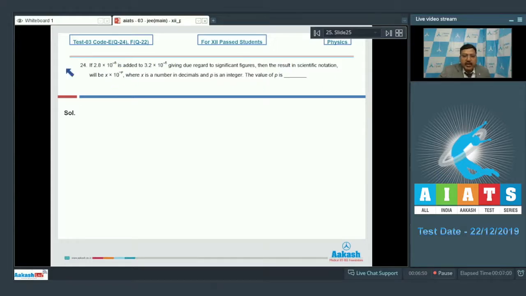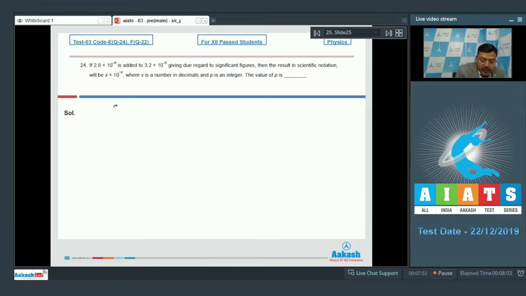So obviously the question is based on the operations with significant figures. We know that when two numbers with decimals are added, then in the final result, the number of digits after the decimal will be the smaller of the two. That means the number which has the smaller number of digits after the decimal, those many digits only will be retained in the final result.